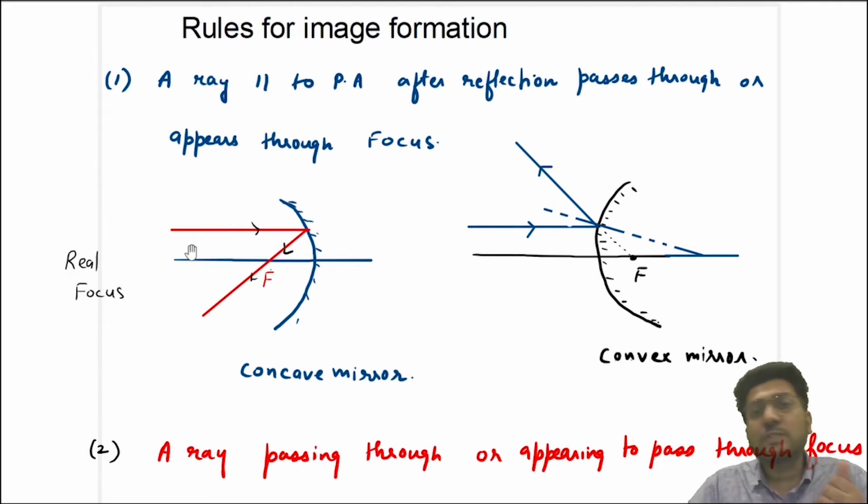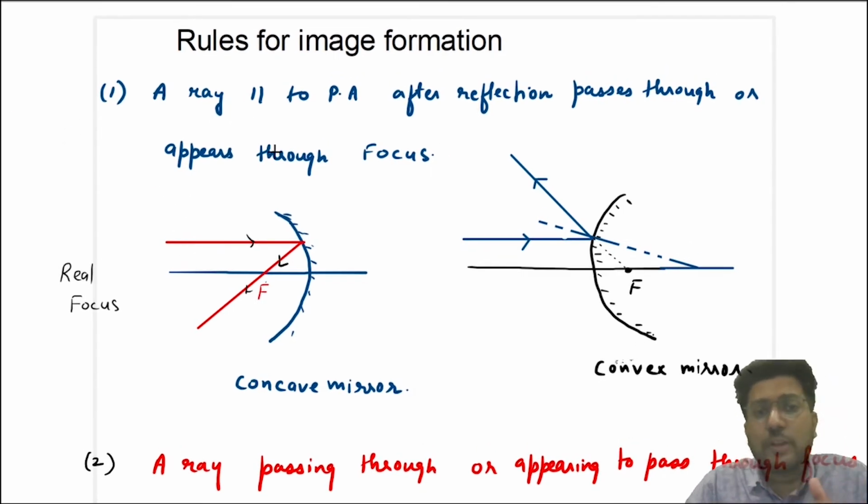First point: a ray which is parallel to the principal axis, after reflection, passes through or appears to pass through the focus. This is very, very important. If you draw the ray diagram here, we have already drawn it. This is nothing but the definition of focus. A ray which is parallel to the principal axis, after reflection, passes through the focus.